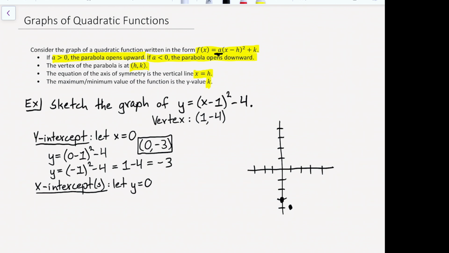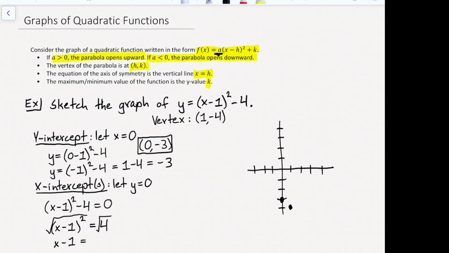For the x-intercepts, we do the opposite action. We let the y value equal 0. So we can set up the equation (x minus 1) squared minus 4 equals 0, and we want to solve for x. We want to find any x values where this is true. There's a couple of ways to solve this equation. One way is by taking a square root, since it is already written in perfect square form. So I can say (x minus 1) squared equals 4, and then take a square root of both sides.